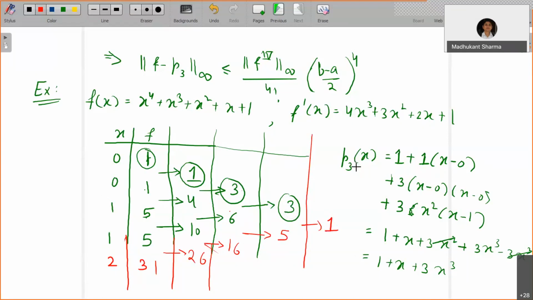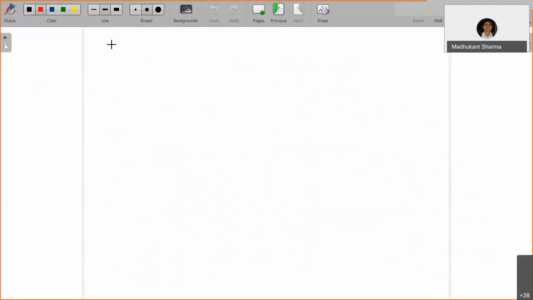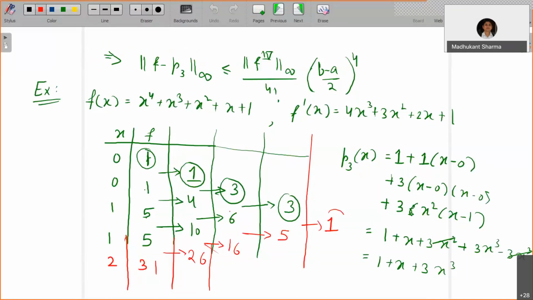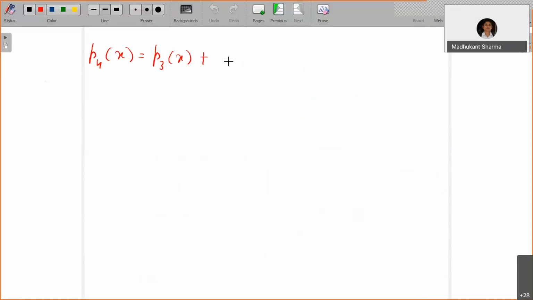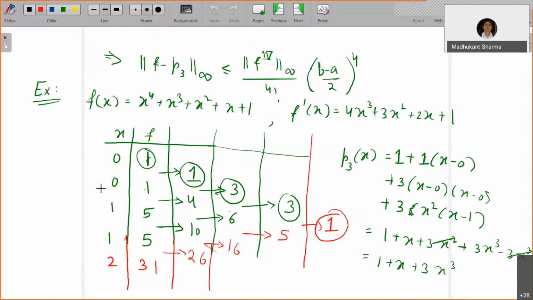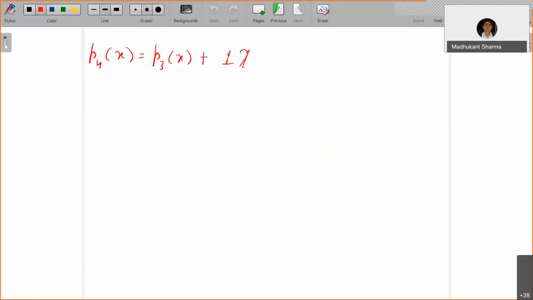So the pre-cubic polynomial. If you derive the interpolating polynomial p4 of x, it is going to be p3 of x plus the divided difference 1 into x minus x0, x minus x1, x minus x2 into x minus x3. So x square into x minus 1 whole square.